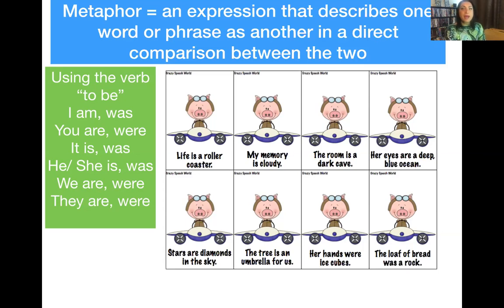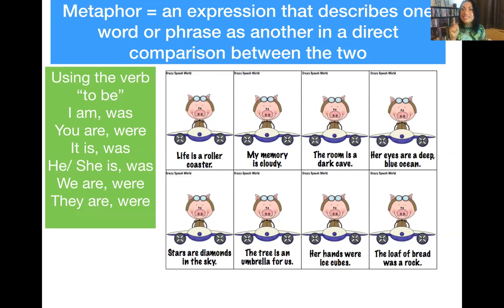So notice we don't have like or as. It's just directly. This is this. So it's still a comparison, but it's between two things. Life is a roller coaster. Life is a roller coaster. Remember that you're assuming that someone understands roller coaster. That means it goes up and down. My memory is cloudy.